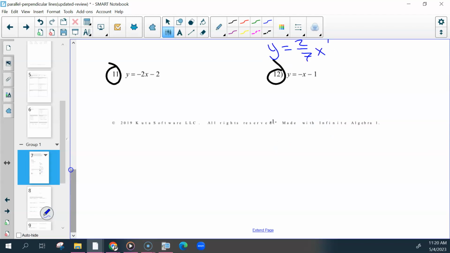For 11, what would the slope be if it's perpendicular? Take it, flip it, it's negative, so make it positive.